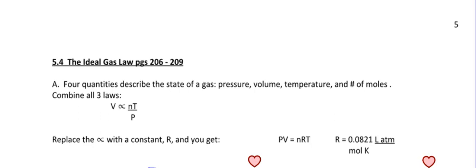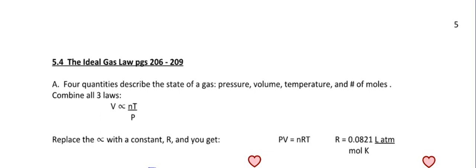So we left off in 5.3 and we talked about the different gas laws. We talked about Boyle's law, which is pressure related to volume in an indirect way. We found Charles's law, which related volume and temperature. That was direct. Gay-Lussac, pressure and temperature, that was direct. Even Avogadro, which is volume and number of moles, that was direct, okay? So the four quantities described are pressure, volume, temperature, and moles.